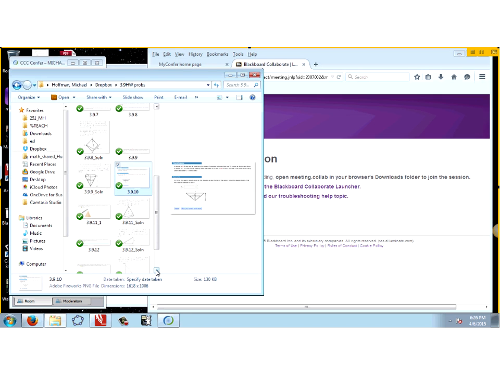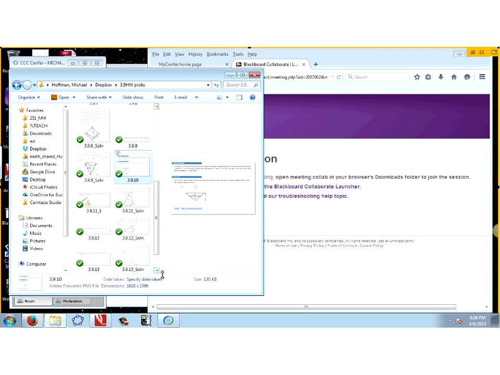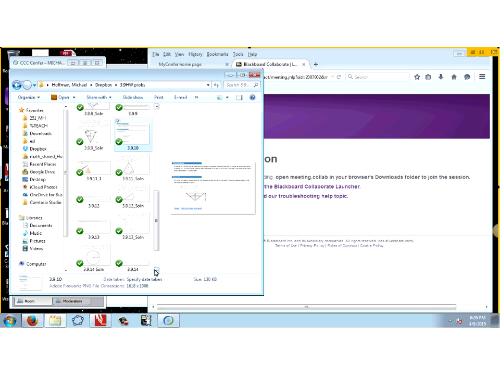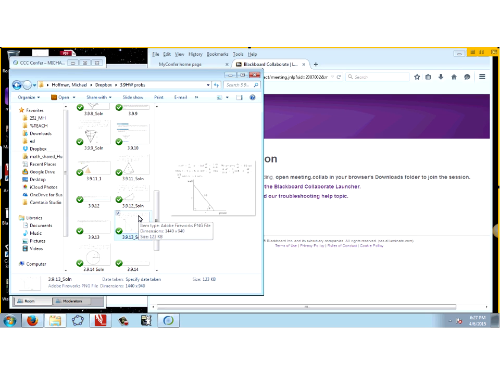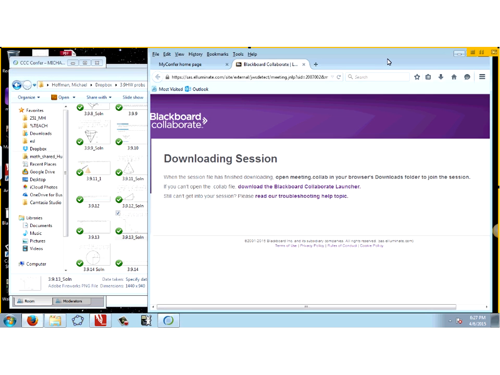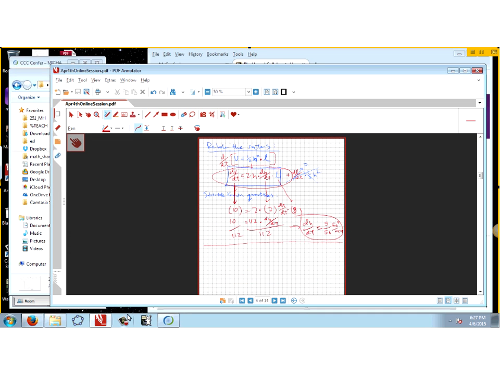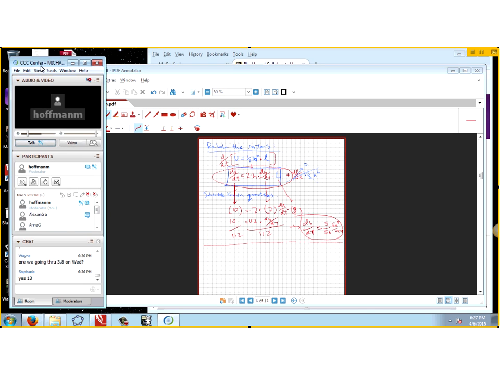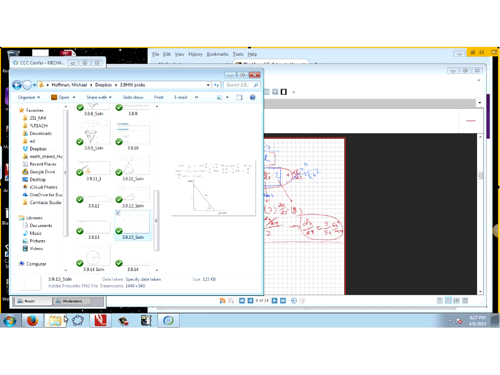Let's do, you had asked for 13, I think? Yes. So 3.9.13 is an interesting one, because it's sort of the classic ladder sliding down the wall. But in this problem, you're actually looking for just the rate of change with the angle.